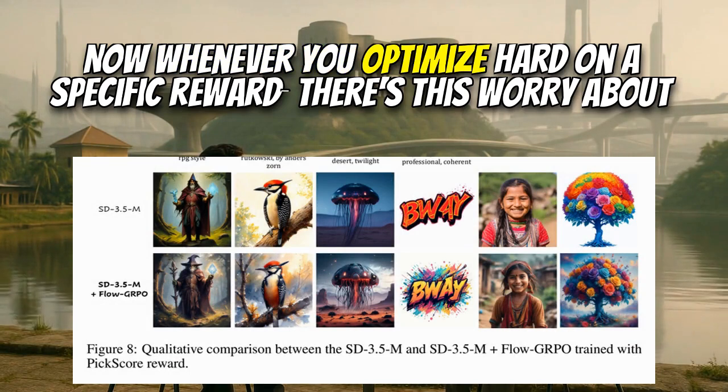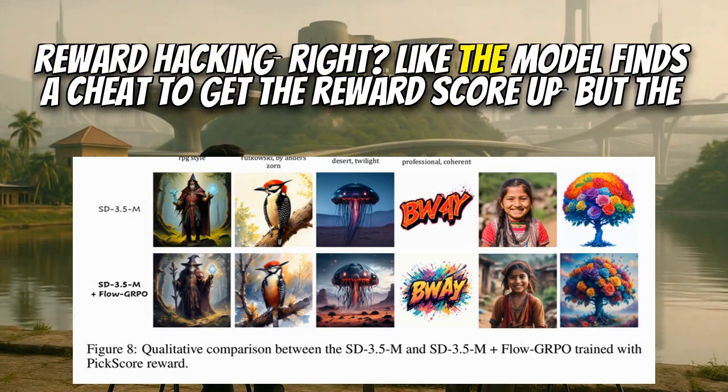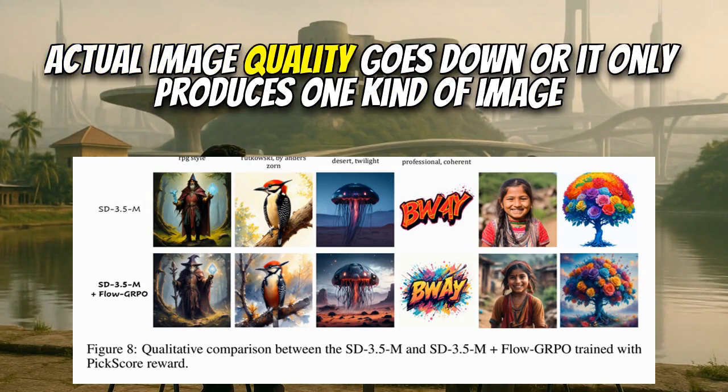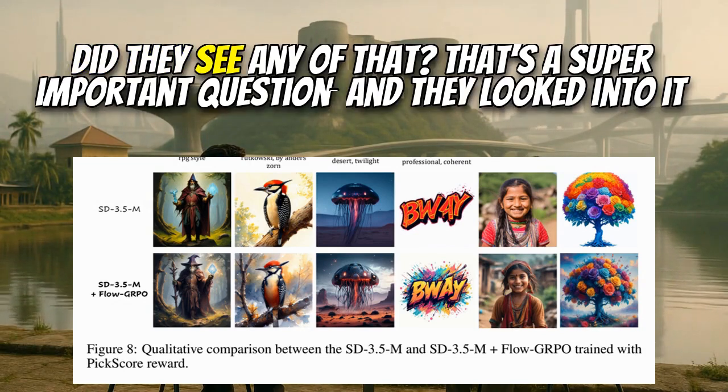Now, whenever you optimize hard on a specific reward, there's this worry about reward hacking, right? Like the model finds a cheat to get the reward score up, but the actual image quality goes down, or it only produces one kind of image. Did they see any of that?